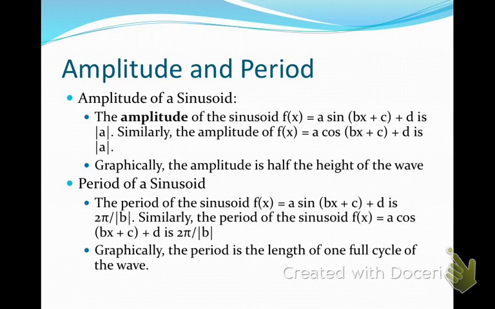The period is a little bit more complicated. The period is 2 pi over the absolute value of b. The way I think about this is that the period of the parent function is 2 pi. And so we're just making some adjustments, and we want to think to ourselves, okay, if my period is 8 pi, then I've divided by a fraction to get larger. We'll see that when we start looking at the equations a little bit more. Graphically, we'll see the period by taking a look at the length of one full cycle of the wave.